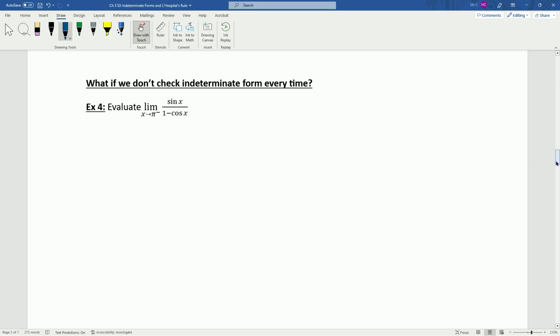Okay, so let's take a look at an example. What if we don't check indeterminate form every time? So then what's going to happen? Well, let's start out by checking it, and then we'll do it the wrong way afterwards.